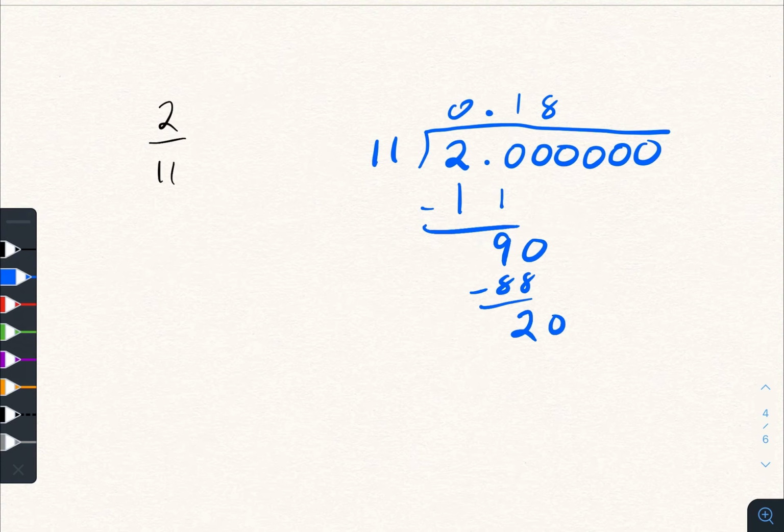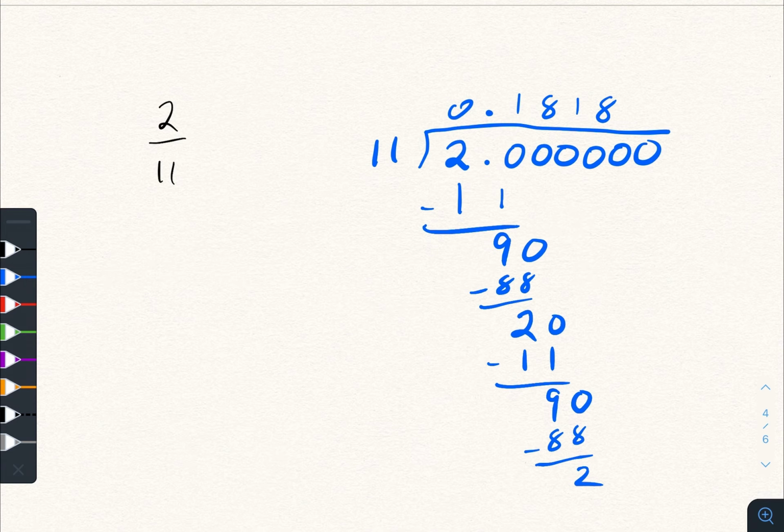And then you can continue on. Just bring down that 0. How many times does 11 go into 20? Goes in there once. How many times does 11 go into 90? 8 times. And you get a 2 again. And then you can just repeat this, right? You can see that there's a pattern here. You're just going to alternate remainders of 9s and 2s every time. And so this pattern up here just repeats, repeating between 1s and 8s all the time, okay? And so we would call this a repeating decimal.